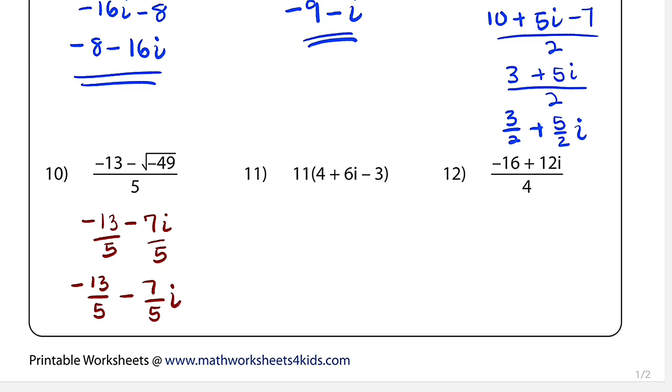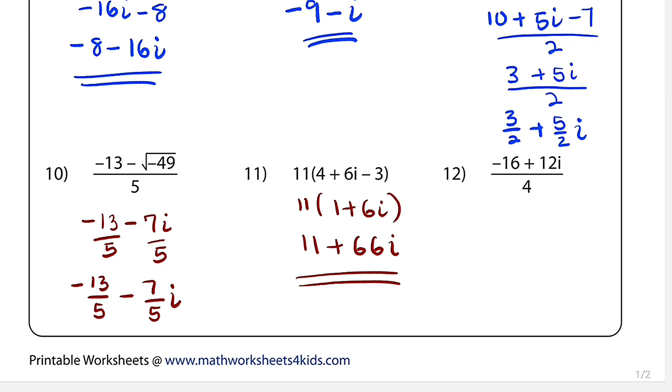Number 11, we have 11 multiplied by 4 plus 6i minus 3. In the bracket, we have 4 minus 3, which is 1. So we have 11 multiplied by 1 plus 6i. If we expand, you have 11 times 1, 11. Then plus 6 times 11, because we are multiplying 6 by 11, we have 66. Then i. This is now in standard form.